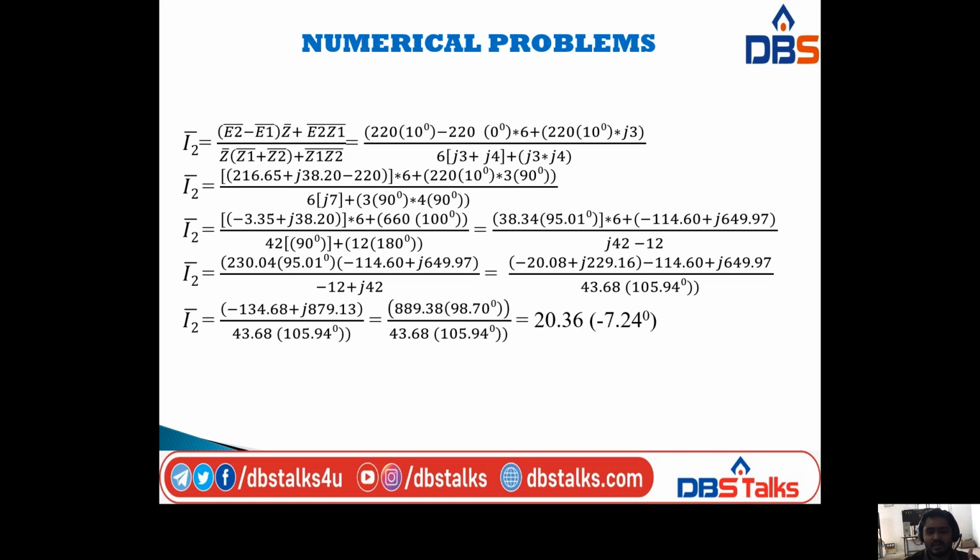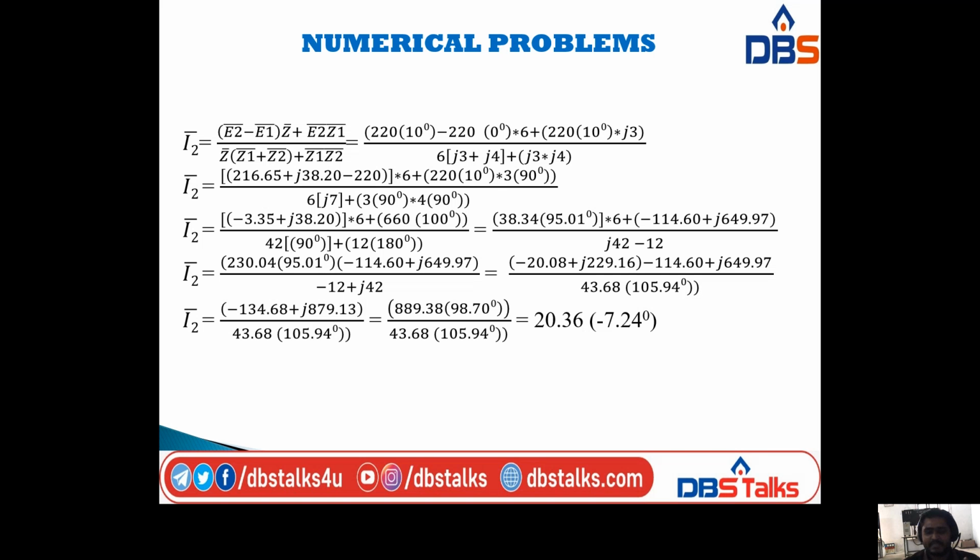So please convert this minus 12.J42, actually it is in the rectangular form, into polar form. We have 43.68 at an angle of 105.94, and after simplifying this we have I2 bar is equal to minus 134.68 plus J879.13 in the numerator form, and in the denominator form we have the same, that is 42.68 at an angle of 105.94.